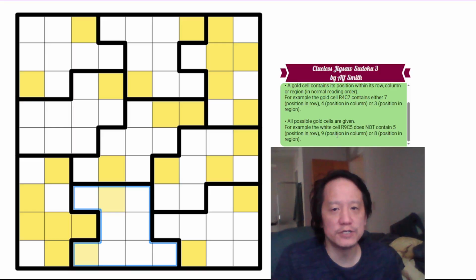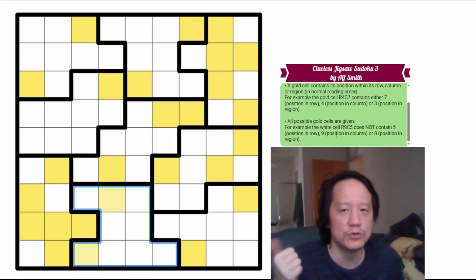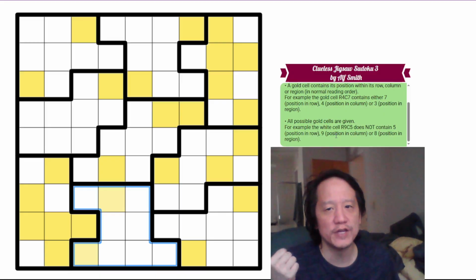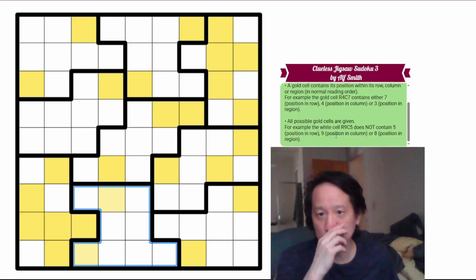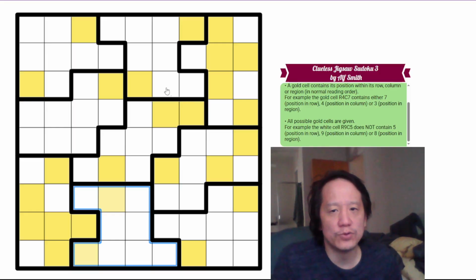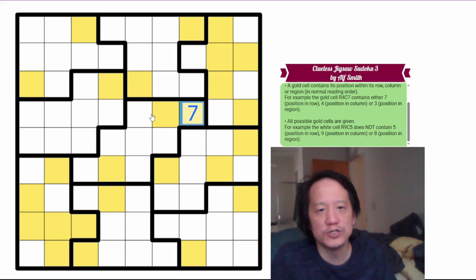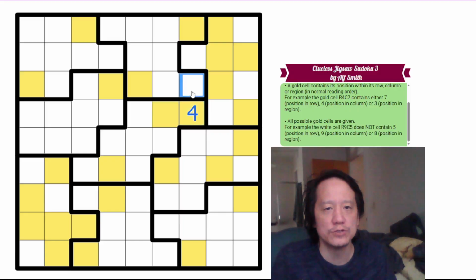And the other set of rules, essentially, is a gold cell contains its position within its row, column, or region in normal reading order. So, for example, the gold cell row 4, column 7 contains either a 7, which is its position in the row, right? So this is 1, 2, 3, 4, 5, 6, 7th position in the row. It could be 4, which is its position in the column, which is 1, 2, 3, 4, or 3, which is its position in the region, right? 1, 2, 3.